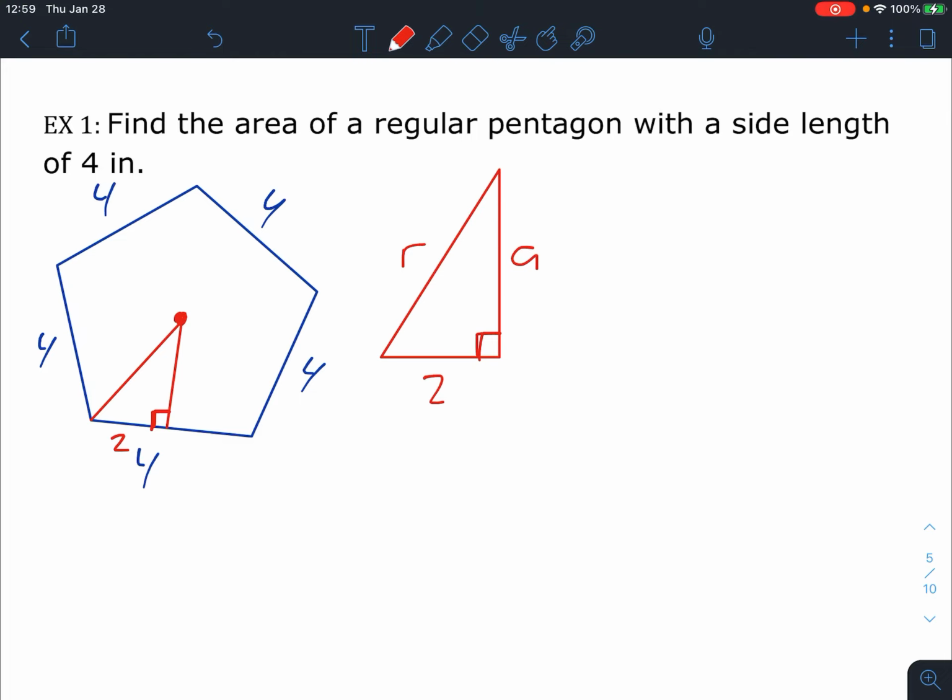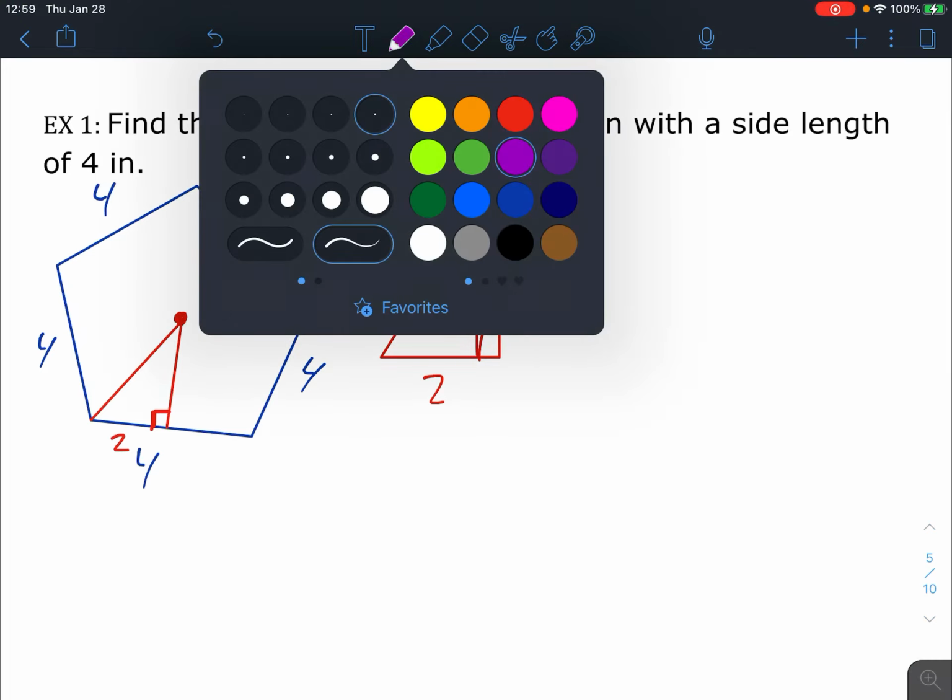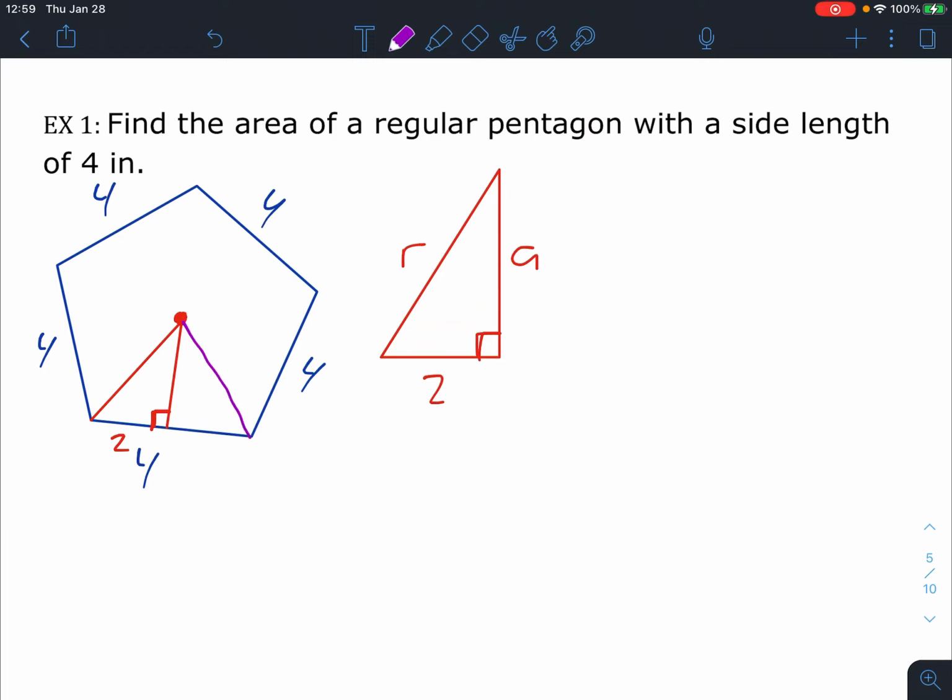So to find the measure of a central angle, now first of all, we don't have a central angle drawn, so let's finish this triangle off. This is a central angle. Okay, we'll call that whole thing theta. Theta is going to be 360 divided by how many sides there are. In this case, there are 5. So theta is 72 degrees.